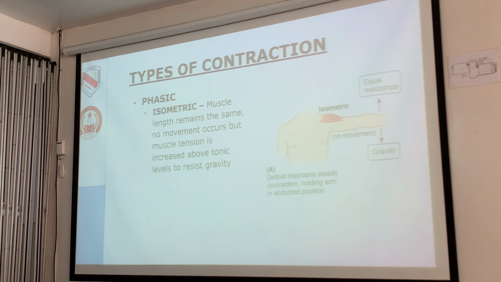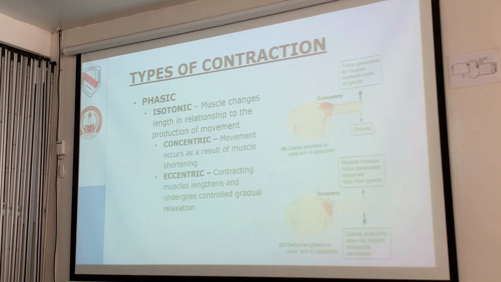For the basic movement, you have your isometric. This means that the muscle length remains the same. No movement occurs, but it is still tensed. The deltoid is still under tension, for example, resisting gravity. Okay? No movement whatsoever. For the basic isotonic, the muscle changes length in relationship to the production of the movement.